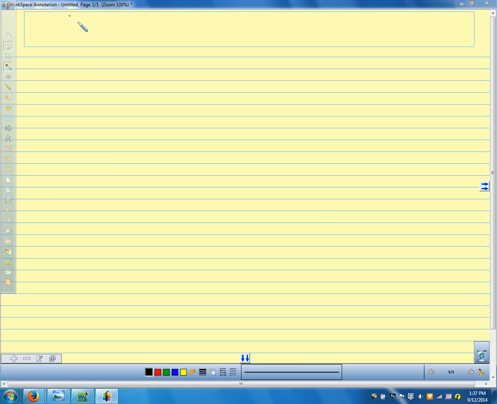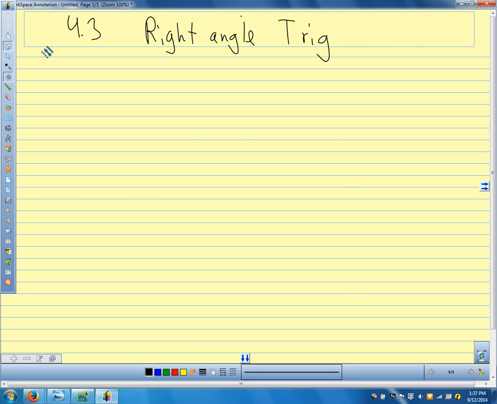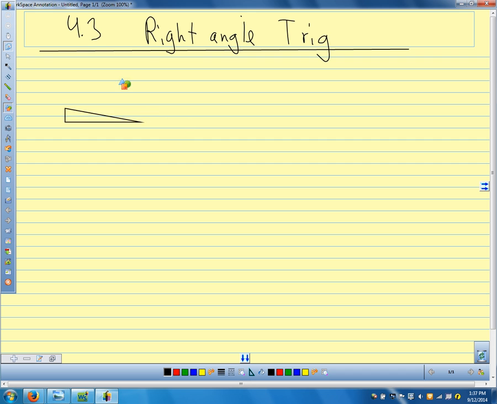In section 4.3, we're going to talk about right angle trig. So this is like review. It's more or less review, yes. So I want to draw a right triangle, and we'll label our sides. Let me make that a little bigger.